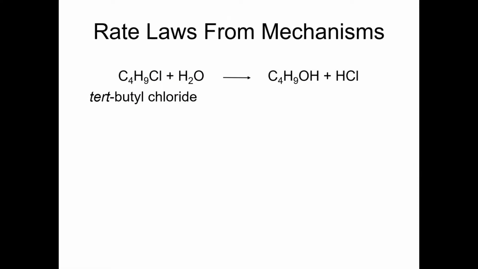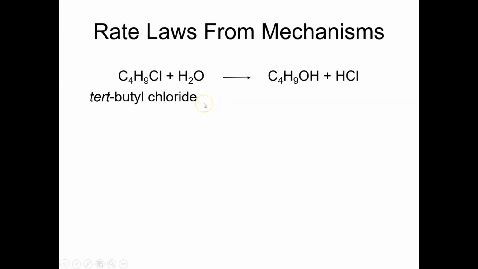This is one that I've had on the board a couple different times. It's the reaction of tert butyl chloride. And I mentioned that we've talked about two different isomers that have the formula C4H9Cl. One of them is called tert butyl chloride. The other one's called n-butyl chloride, and I'll do that one next. They have different rate laws, and that's because they have different mechanisms. So let's start with tert butyl chloride first.